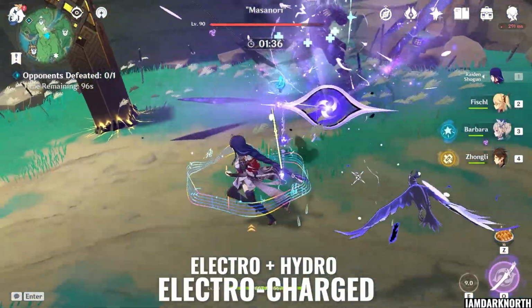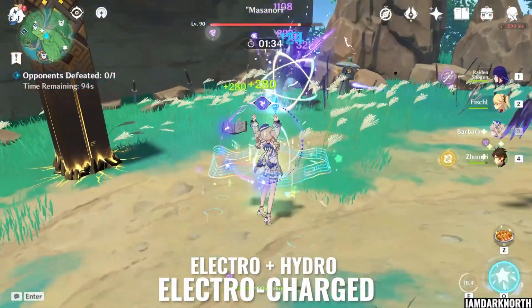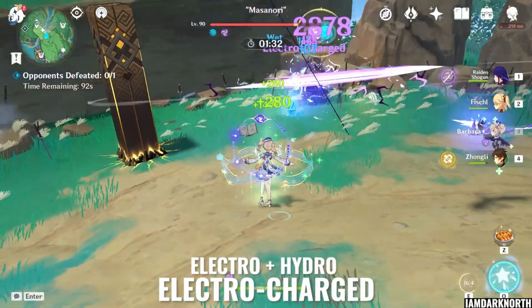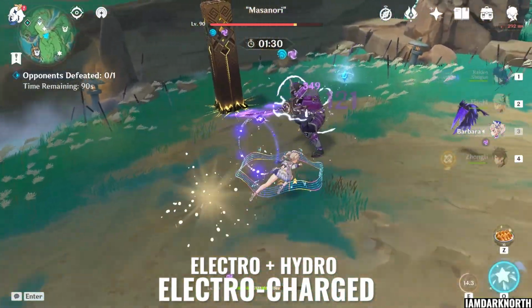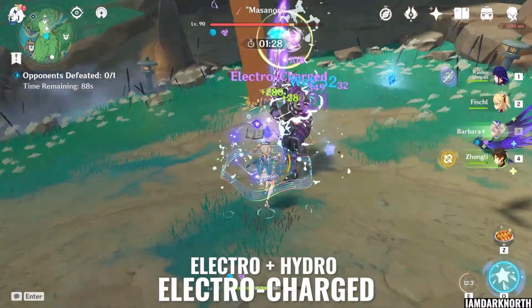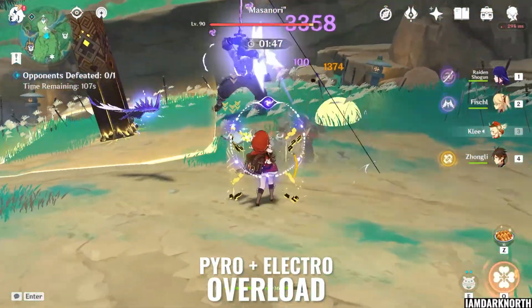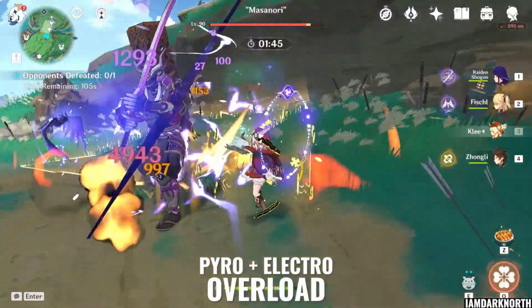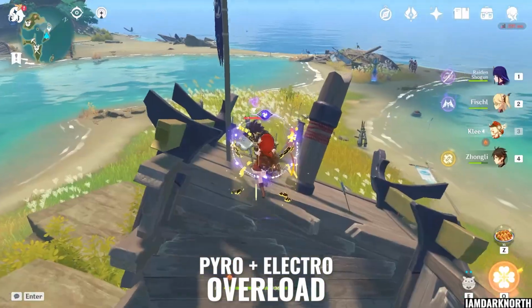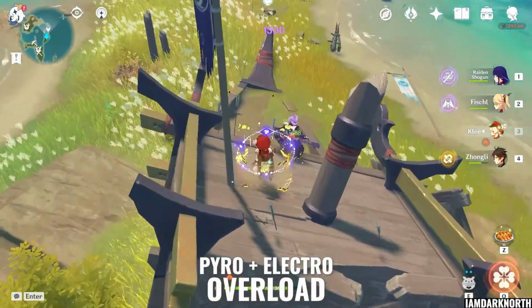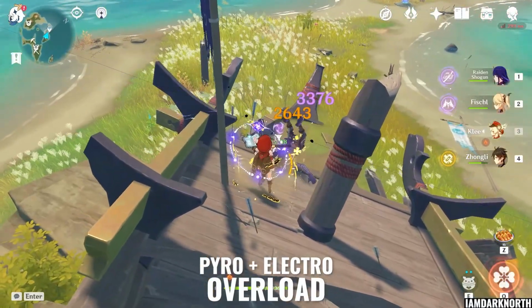Electro-Charged is triggered when Hydro and Electro react and creates a tick damage on top of the Electro and Hydro damage that can bounce between enemies and also paralyze lightweight enemies. Overload is triggered by Pyro and Electro reacting, causing an explosion that deals AoE Pyro damage that also knockbacks lightweight enemies and can also break Geo shields.